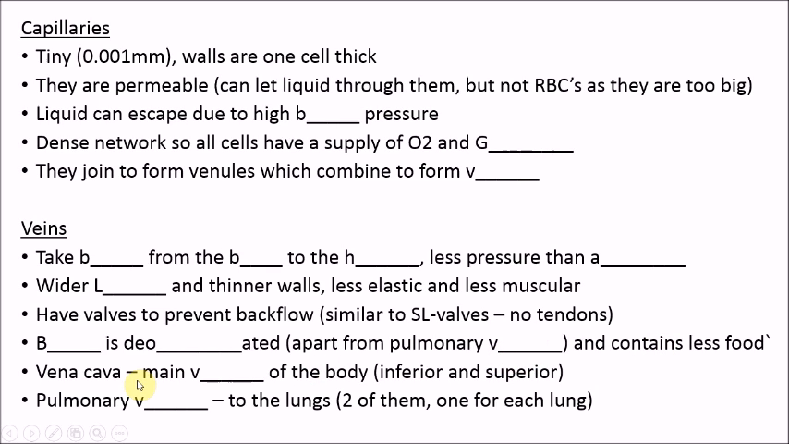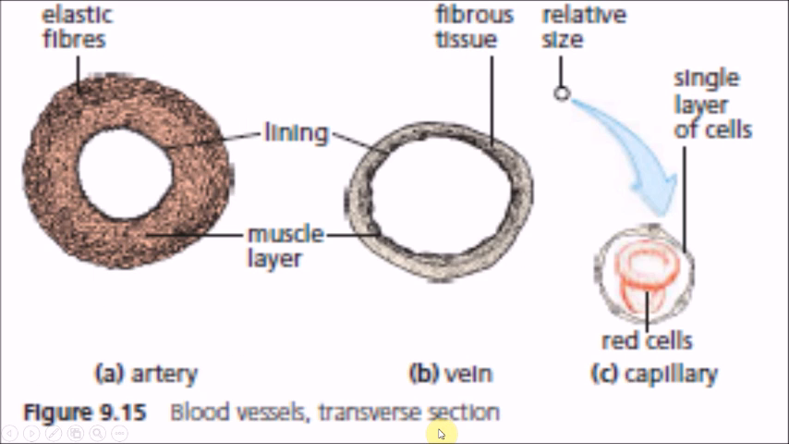The vena cava is the main vein of the body, and there's 2 types, the inferior and superior. The pulmonary vein comes from the lungs. There's 2 of them because there's 2 lungs. This just shows the typical vessels and their structure.